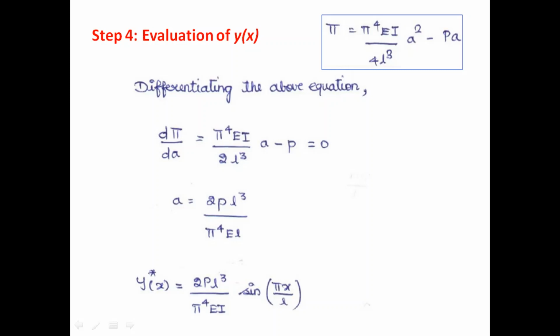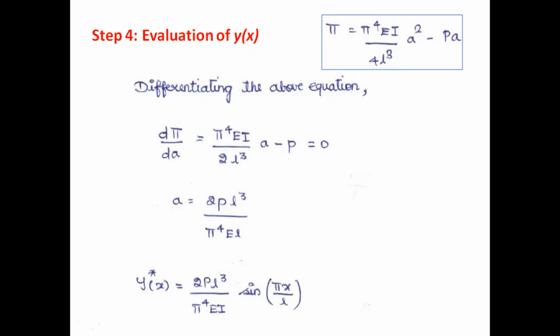This is pi power 4 EI. So now substituting this expression in the final expression, y star of x is equal to 2PL cube divided by pi power 4 EI, sin pi x by L. So this is the expression for deflection of a simply supported beam by using the trigonometric trial function.